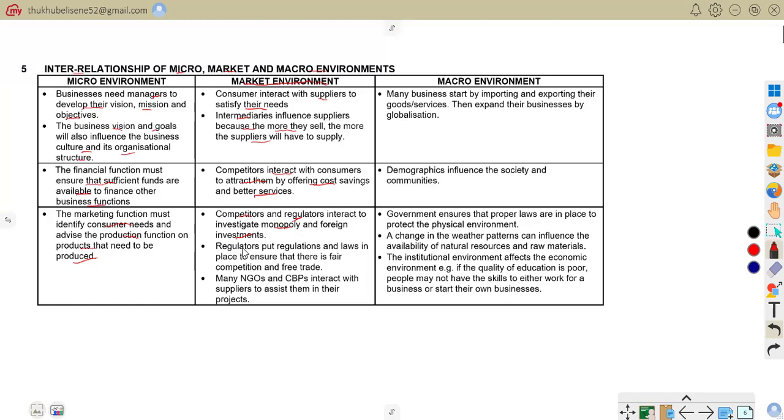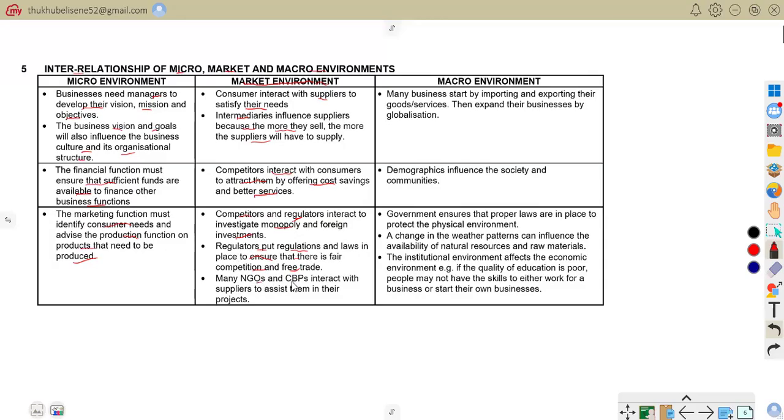Regulators put regulations and laws in place to ensure that there is fair competition and free trade. So laws protect the business and consumer. So it means law prevents fake products from being sold.